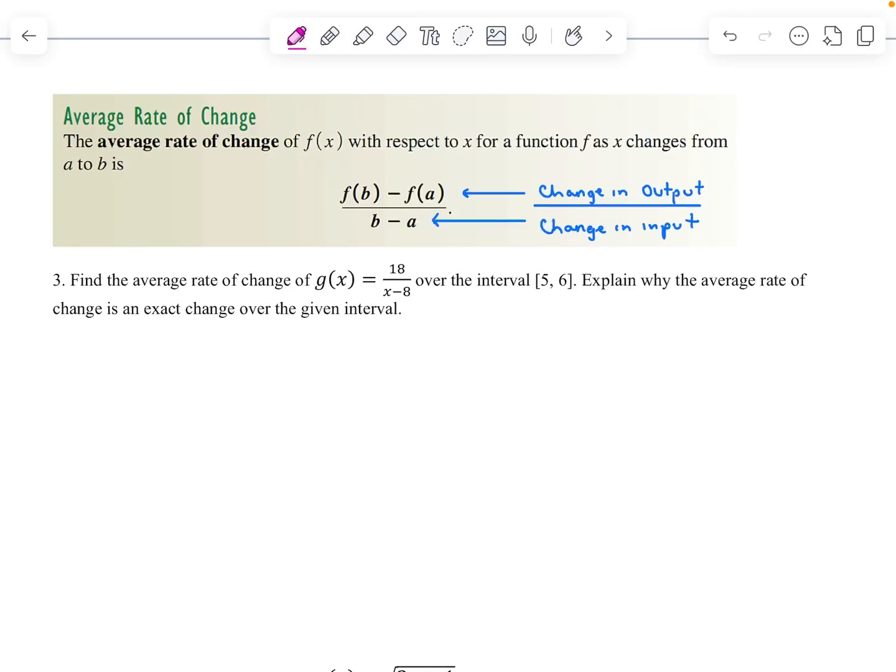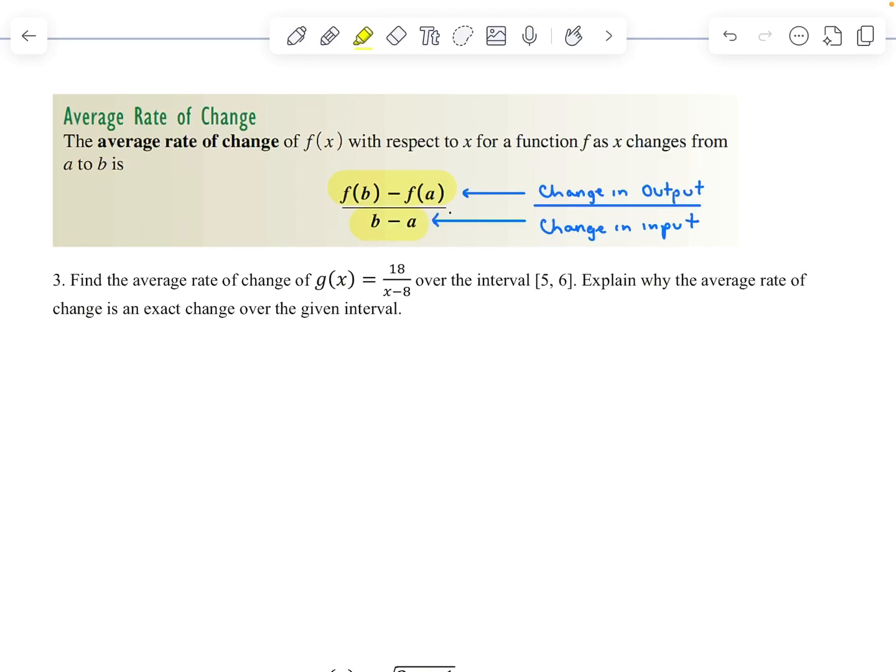Hello class, in this video I'll be introducing the average rate of change formula. Let's begin. The average rate of change of f of x with respect to x for a function f as x changes from a to b is f of b minus f of a divided by b minus a.